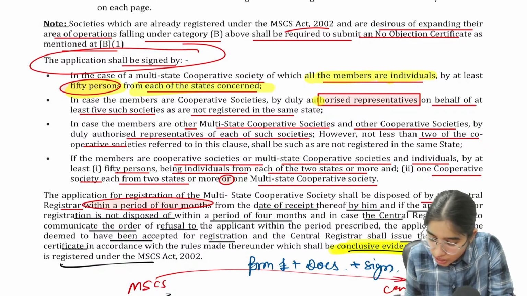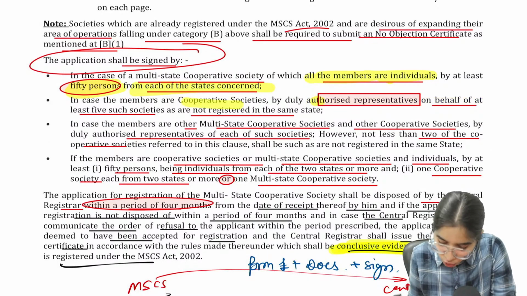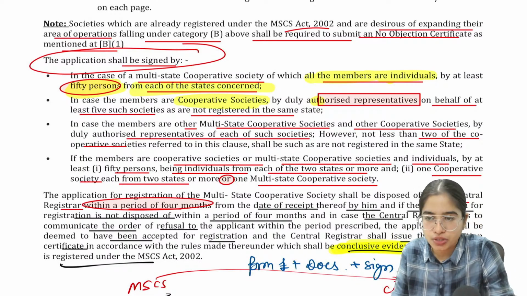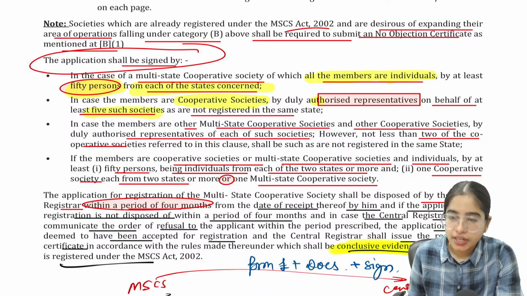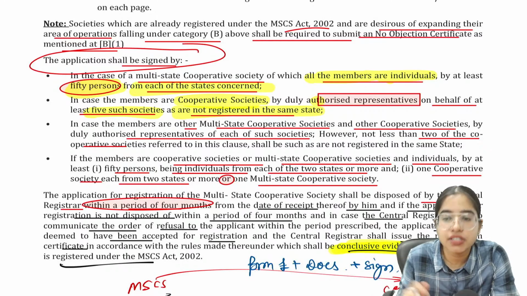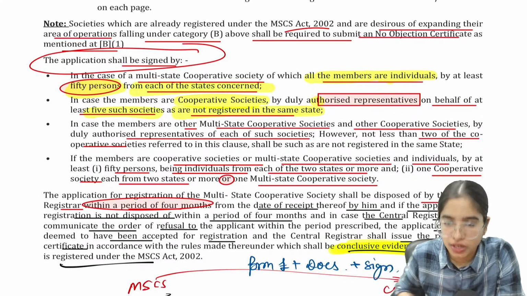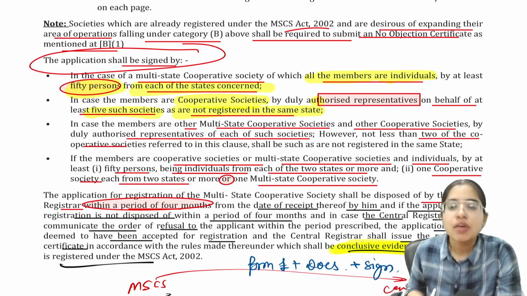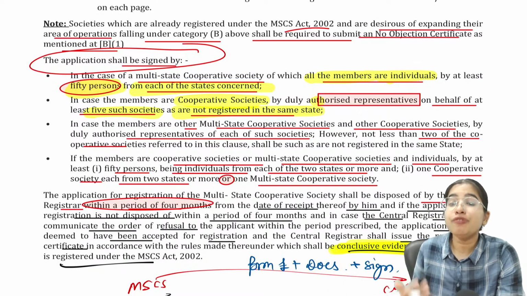Next, if the members are cooperative societies, if let's say 5 or more cooperative societies are forming a multi-state cooperative society, then we need the sign of at least 5 such societies that are not registered in the same state, which means those 5 cooperative societies should be from different states. Let's say if there are 5 cooperative societies from Chhattisgarh only, can they form a multi-state cooperative society? The answer is no. Why? Because they are operating in one state only. So if multiple cooperative societies are forming a multi-state cooperative society, then they should be from different states.